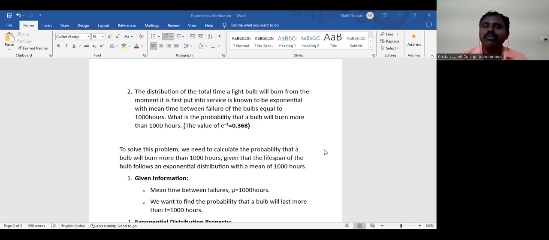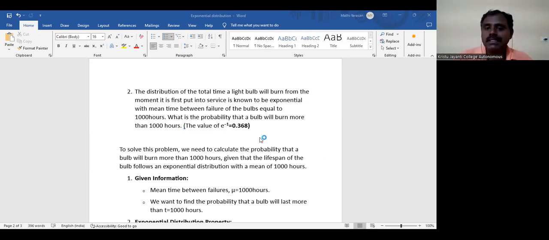Okay, so once again go through the question. The distribution of the total time the light bulb will burn from the moment it is first put into service is known to be exponential. That means it is an exponential distribution problem. It is also the same as the previous problem only. With the mean time between the failure of the bulbs equal to 1000 hours they gave. Now, what is the question they're asking? What is the probability that a bulb will burn more than 1000 hours? That is the question they're asking.